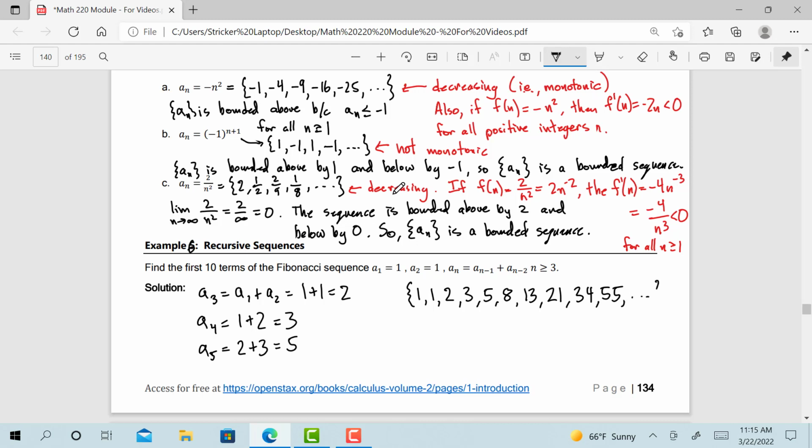It's also an infinite sequence. So that is an example of an infinite recursive sequence. And that's going to do it for section 5.1.